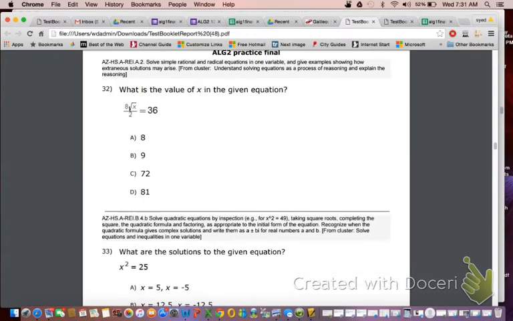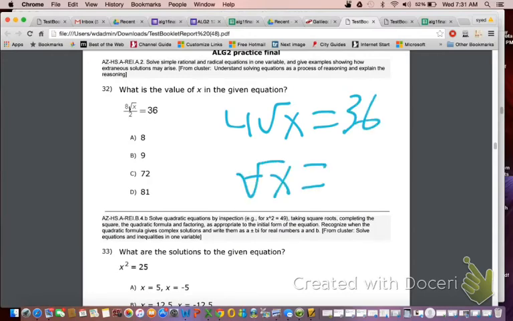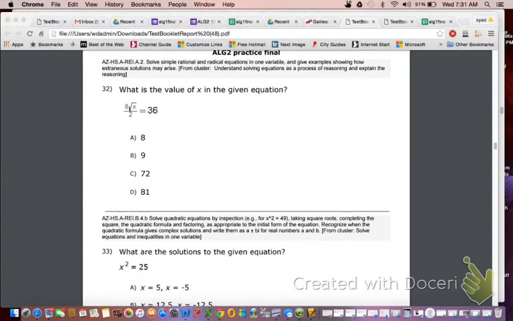Here what I would do is divide, I get 4 root x equals 36. Divide both sides by 4, I get this. Square both sides, I get 81. Here, you just recognize that it has to be two solutions, 5 or negative 5. Don't forget that part.